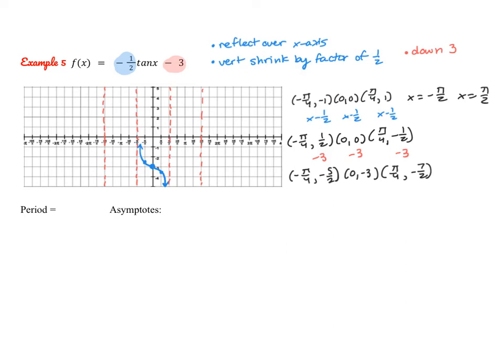So we can repeat that pattern in the other two periods. So here's our middle, and then it's at negative 2.5, negative 3.5, and we can repeat it once more here. And there you go. So our period is still pi, it's not changed, and then our asymptotes are still in that same spot. They won't always be, but for now, all of them have been unmoved. And there you have it.